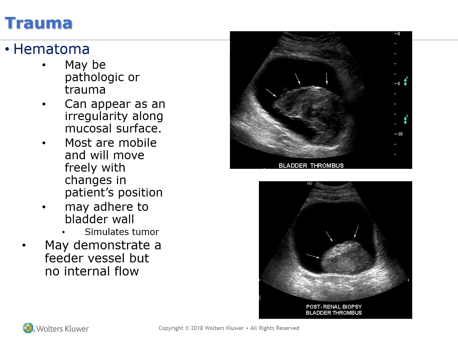But if you put blood flow onto a hematoma, other than maybe a feeder vessel causing the hematoma in the first place, you're really not going to see any blood flow there. So that's going to help you determine whether it would be thrombus or mass in this particular case.